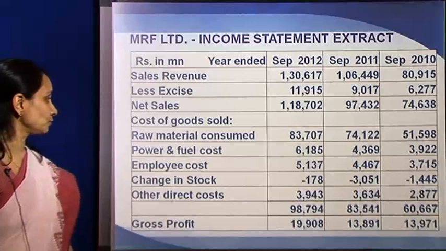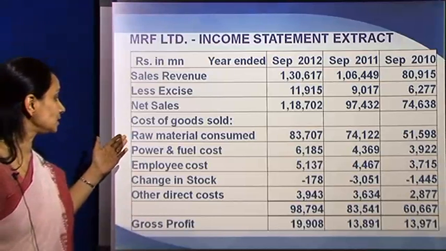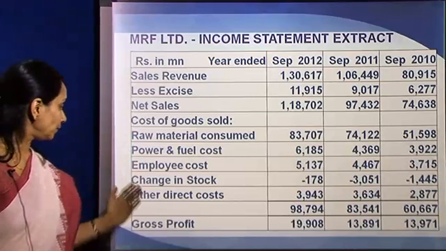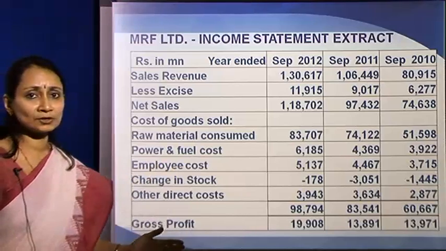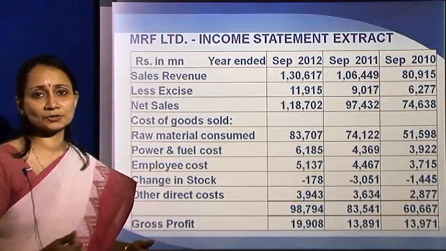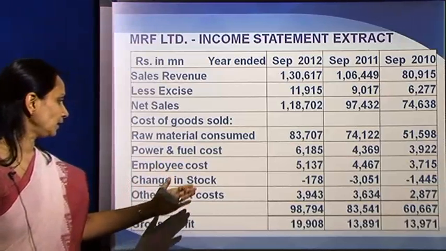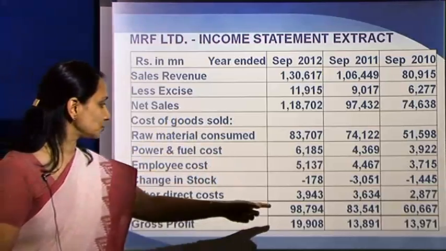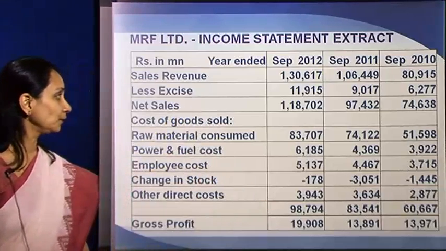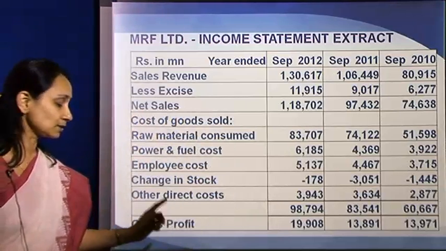Now you have the cost of goods sold. As I said, it includes items like raw material, power and fuel, labor costs, change in stock. Change in stock is basically the difference between the opening stock and closing stock of raw materials, finished goods, etc. and any other direct costs. So the sum of all this gives you the total cost of goods sold. Now from the net sales, when we remove the cost of goods sold, we get gross profit.